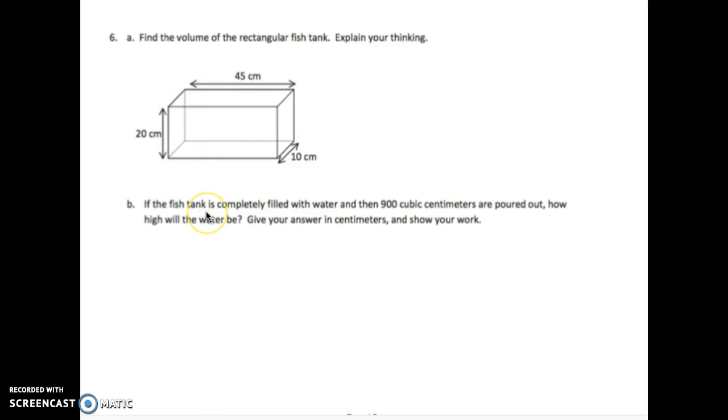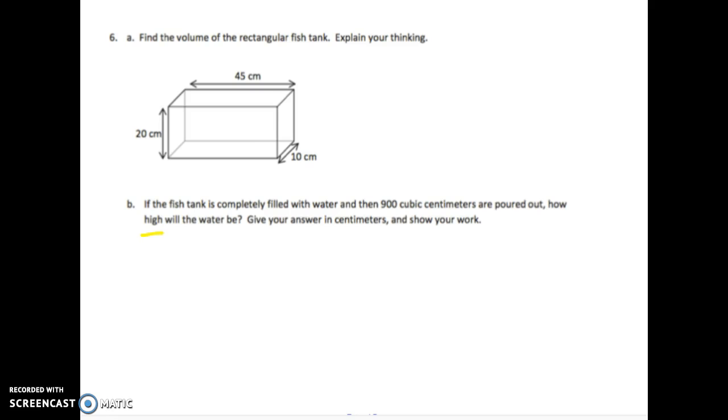Our bigger errors happened with part B. It said if the fish tank is completely filled with water and the 900 cubic centimeters are poured out, how high will the water be? Give your answer in centimeters and show your work. Notice they are not asking, hey, how much water is left? They're asking how high the water will be. They're asking the height is changed.